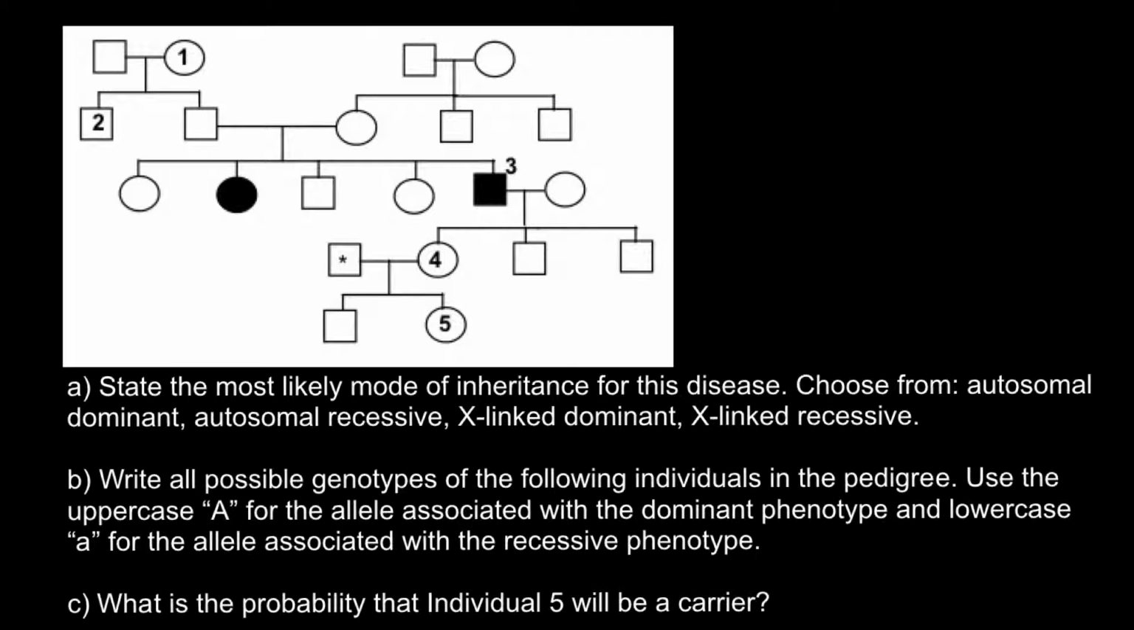And the first question, A, states: the most likely mode of inheritance of this disease. Choose from autosomal dominant, autosomal recessive, X-linked dominant and X-linked recessive. Let's start with the end of this list, X-linked recessive.